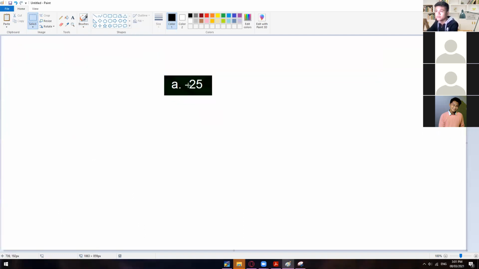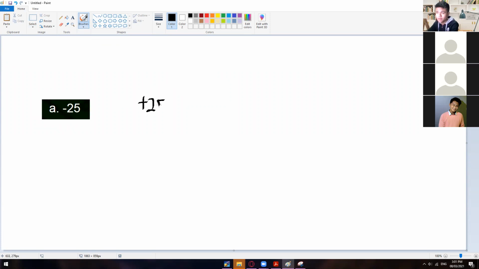The first step that you need to do is represent this to its positive form. So positive 25 in 8 bits. So we have 16 plus 8 plus 1, so it's 0, 0, 0, 1, 1, 0, 0, 1. So 8 plus 1 is equal to 9, plus 16 is 25.